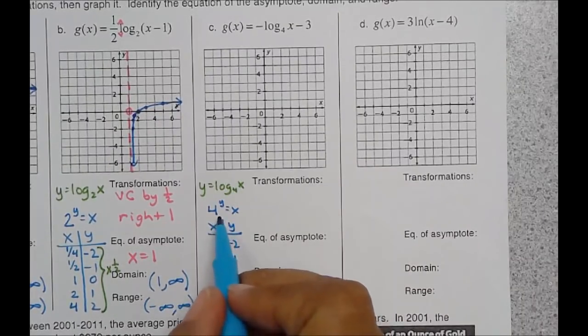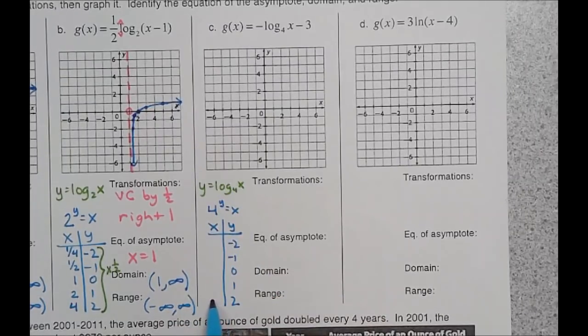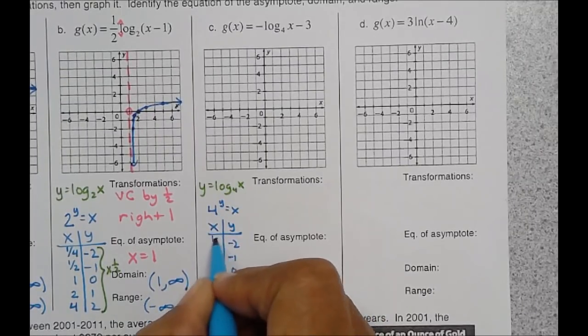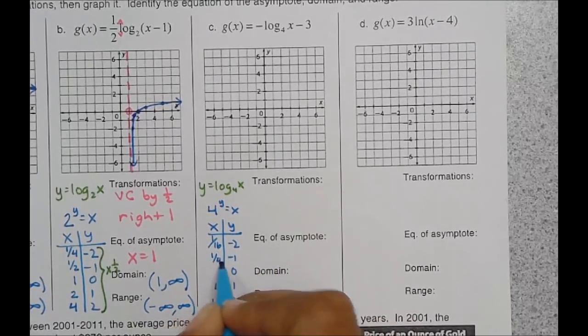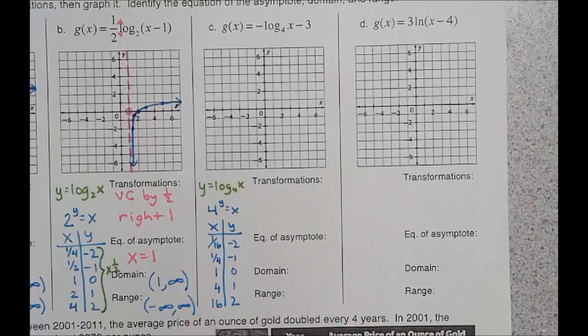All right, now let's plug it in. 4 squared is 16. Flip it, 1/16. 4 to the first is 4. Flip it, 1/4. Anything to 0 power is 1.